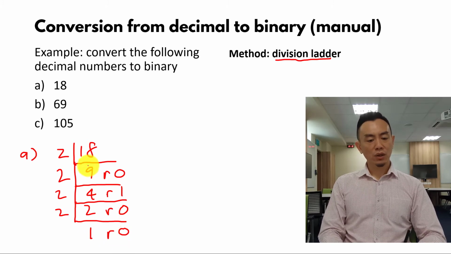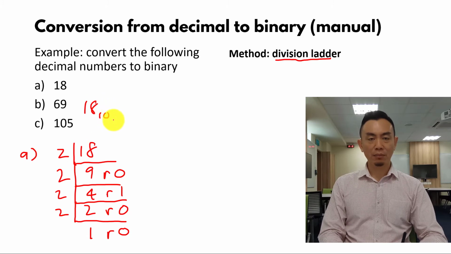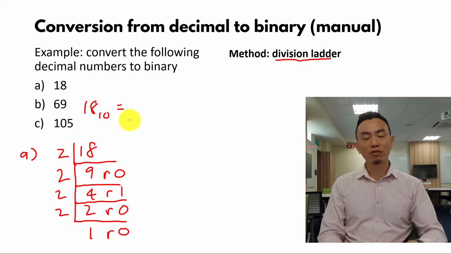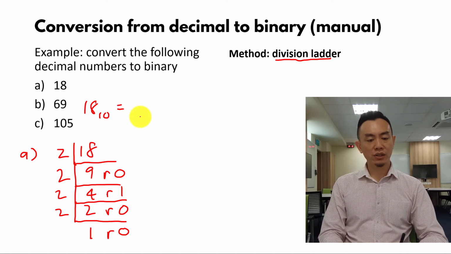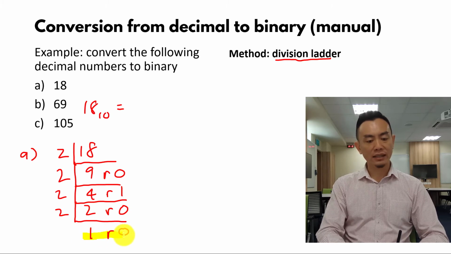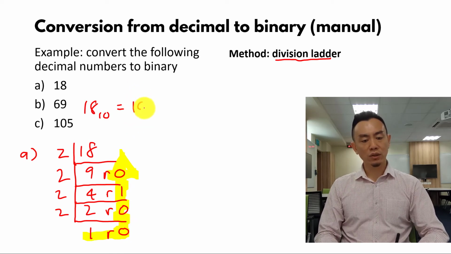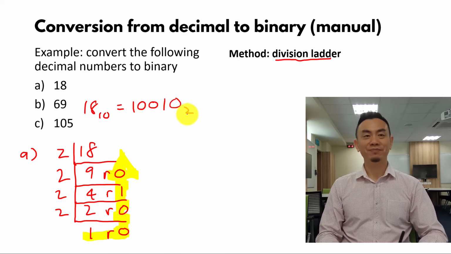So watch this, 18 in decimal. I'm going to write a subscript of 10 here, a little number that is slightly lower, to indicate that this is base 10. And I'm converting it to binary, which is a base 2 number, and the result is this: 1, 0, 0, 1, 0, reading this way up. So the result is 10010 base 2.